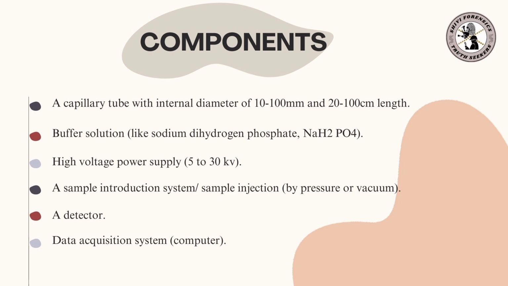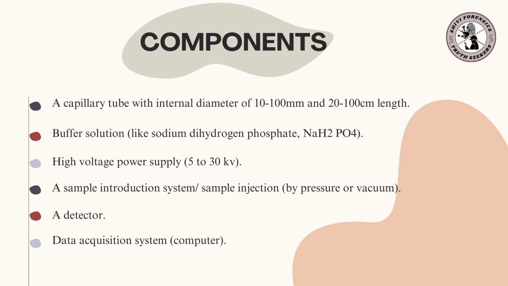So next is the detector, or we can say the detection system. The most commonly used detectors are UV visible absorbance detectors. As we know, fused silica capillaries are transparent at less than 200 nanometer. So for visibility we use the UV visible absorbance detector. And alternatively we can use fluorescence, conductivity, mass spectrometry, or electrochemical detection.